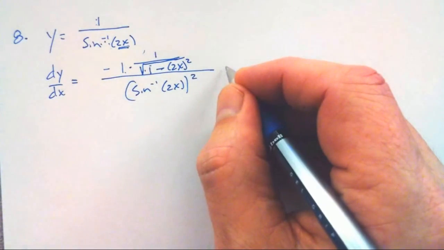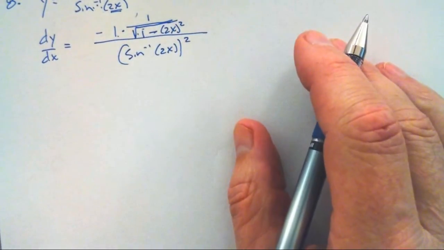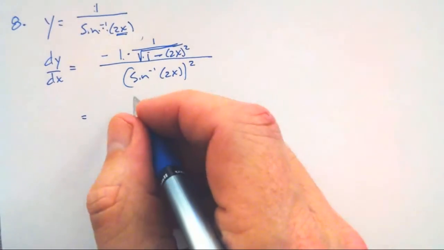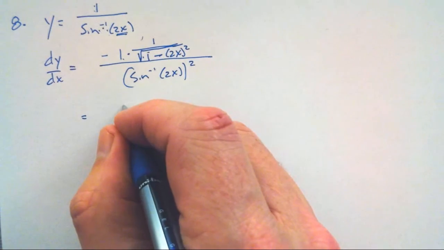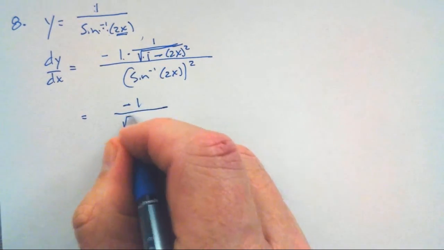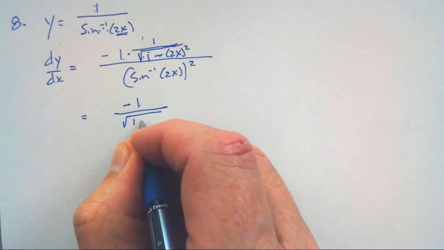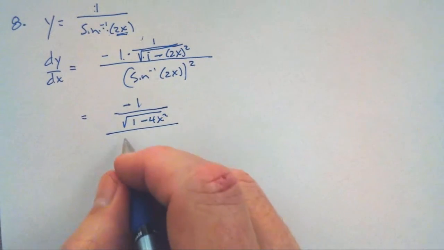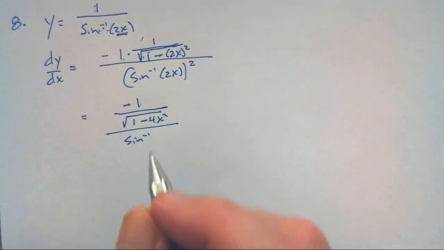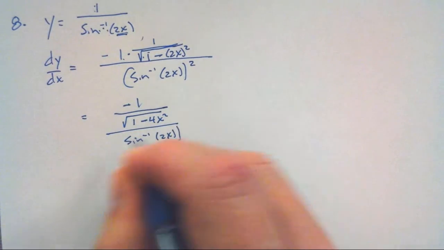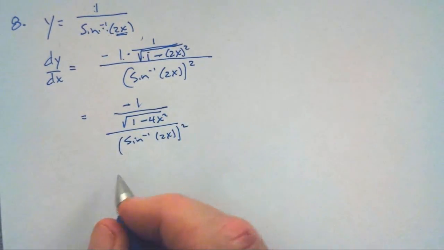I'm going to work horizontally. No, I'm not really crazy about that if I don't have to. I'm going to work vertically. Equals, let's see, I get negative 1 on square root of 1 minus 4x squared, all on sine inverse of 2x all squared.